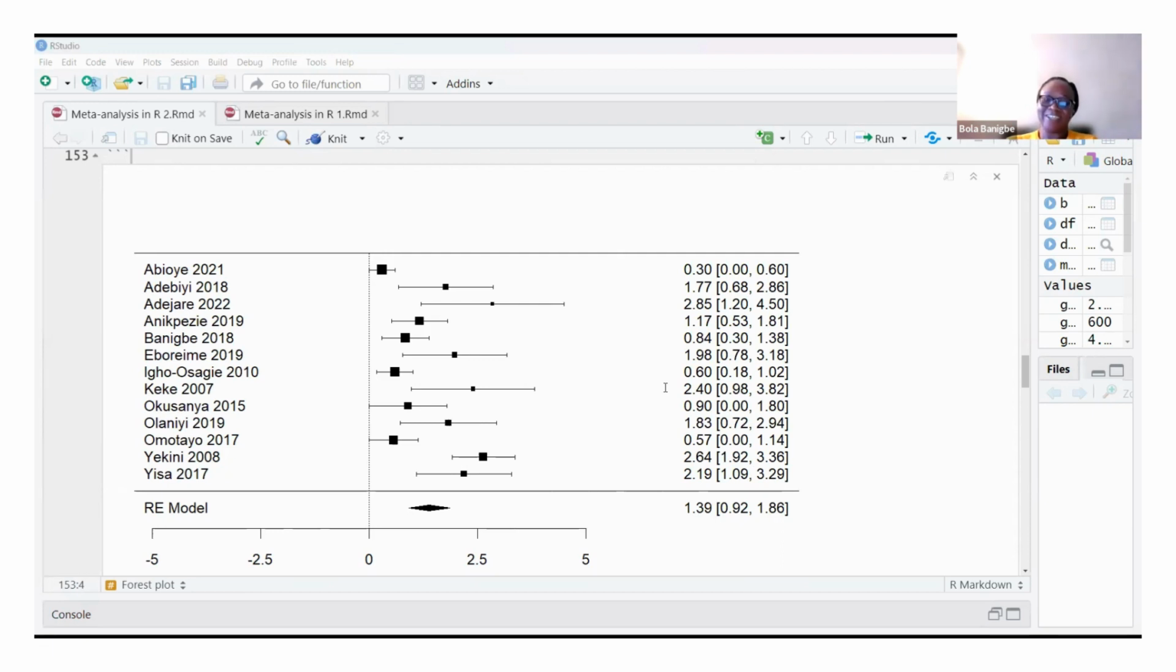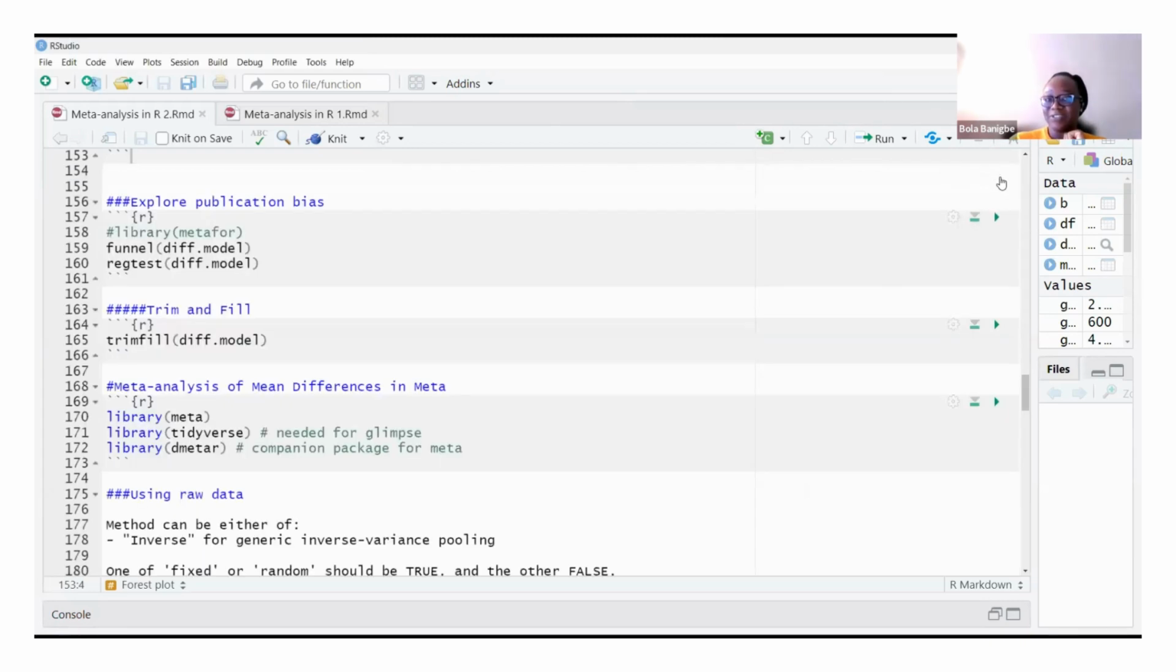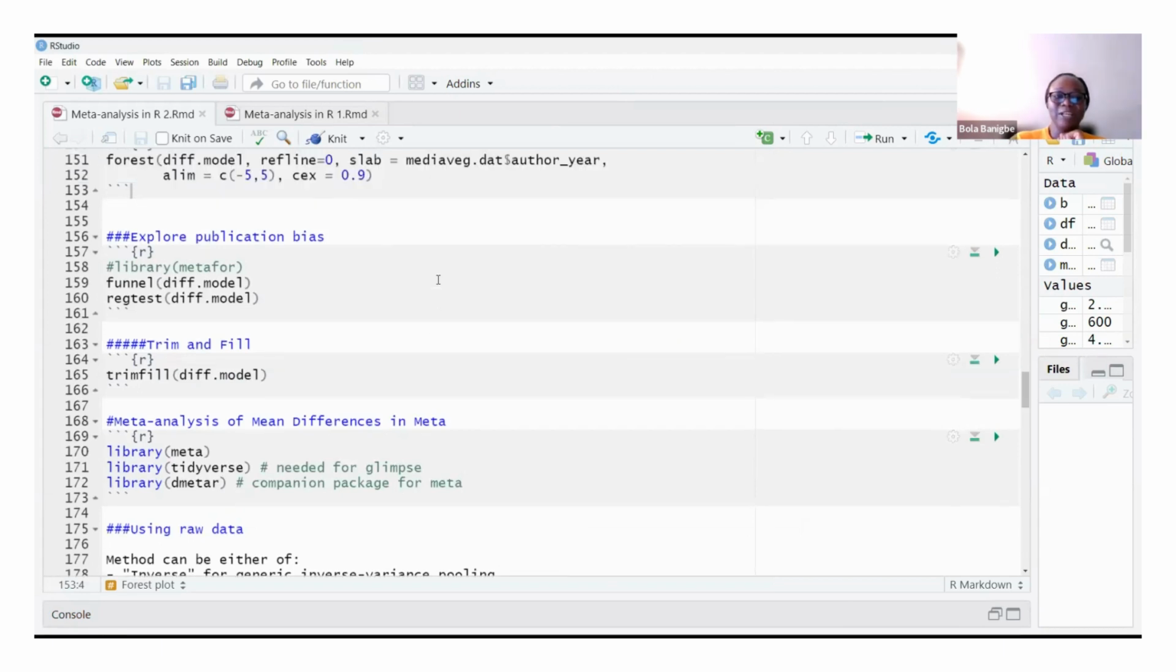No problem, Veronica. So do we have other questions, comments before we move on? Do we have questions about this forest plot? I take it that there are no questions, so I'm going to move on.